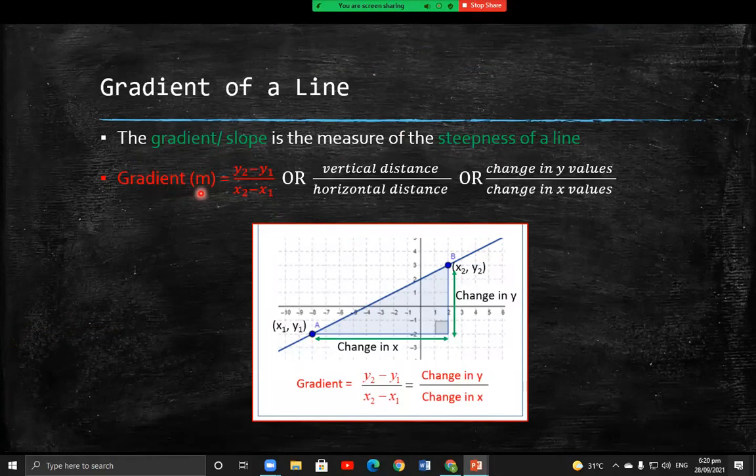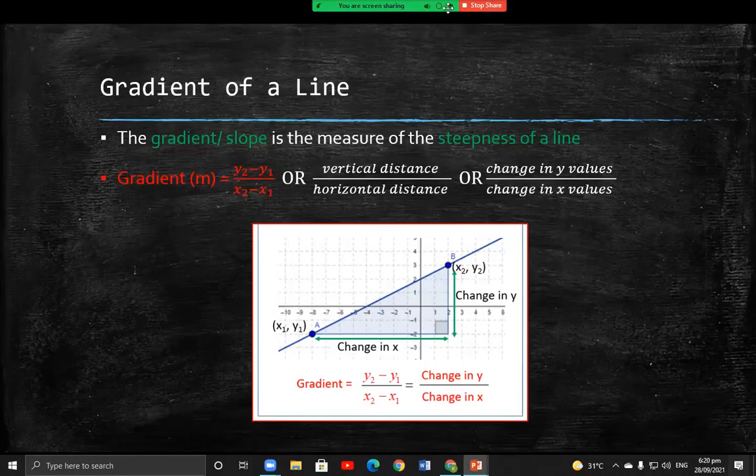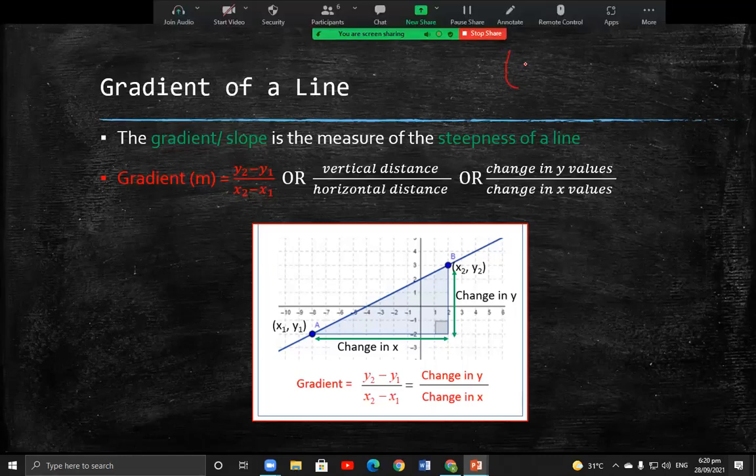Gradient is denoted by m. Sometimes you'll see gradient, sometimes you might just see m. The formula for that is y2 minus y1 over x2 minus x1. Or you would also see vertical distance, or the change in my y values, divided by the horizontal distance, which is also known as the change in my x values.